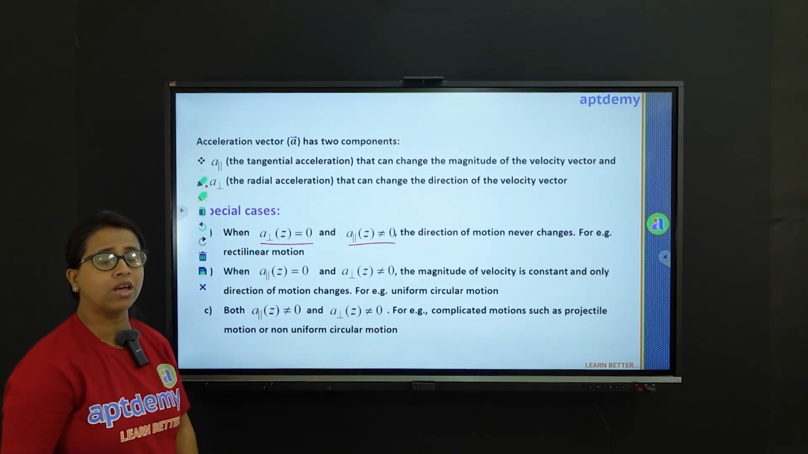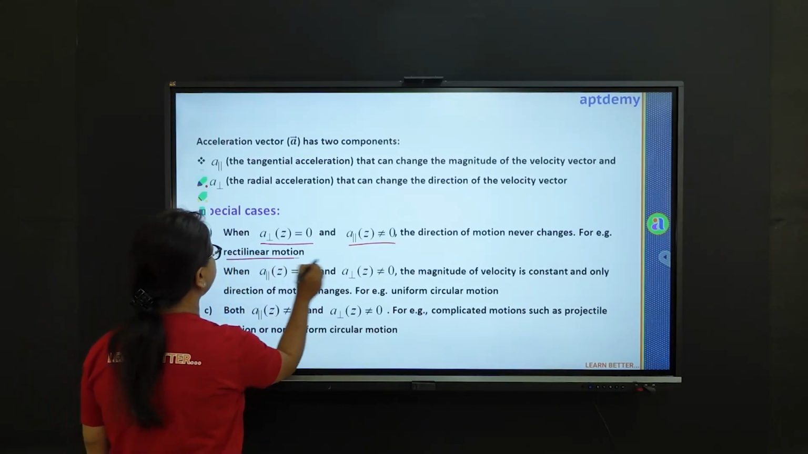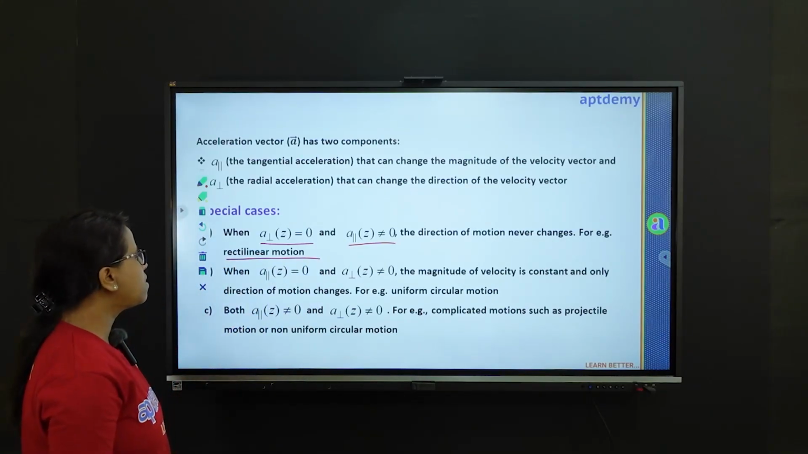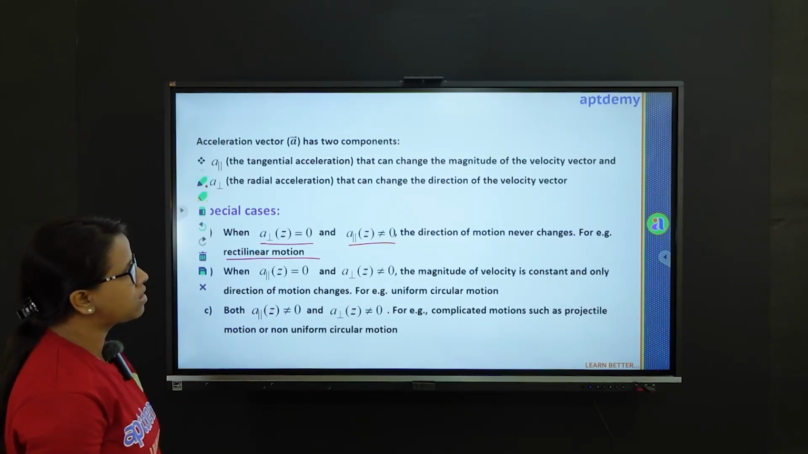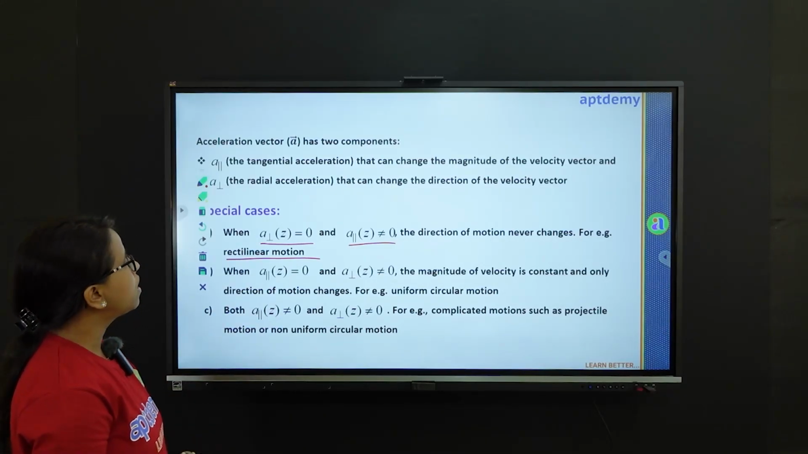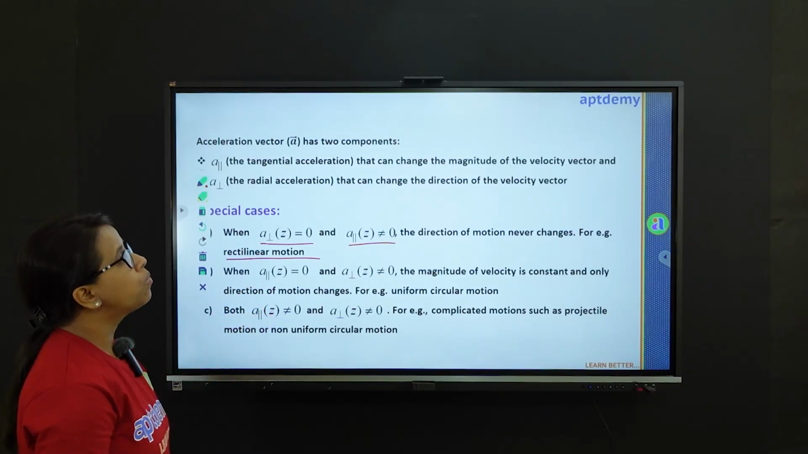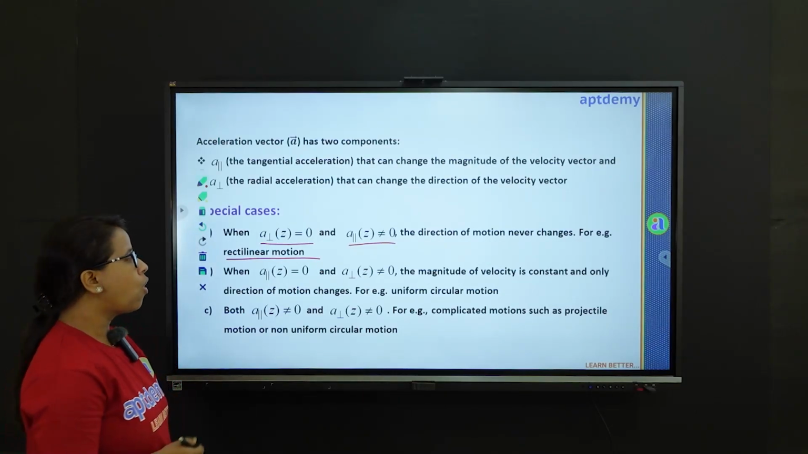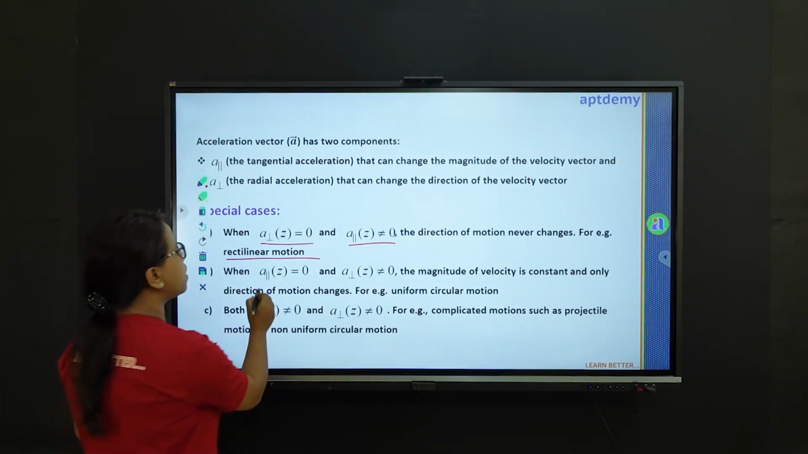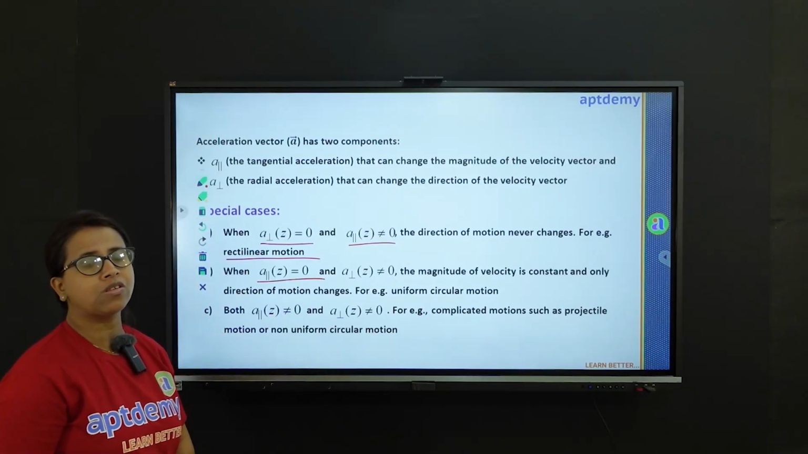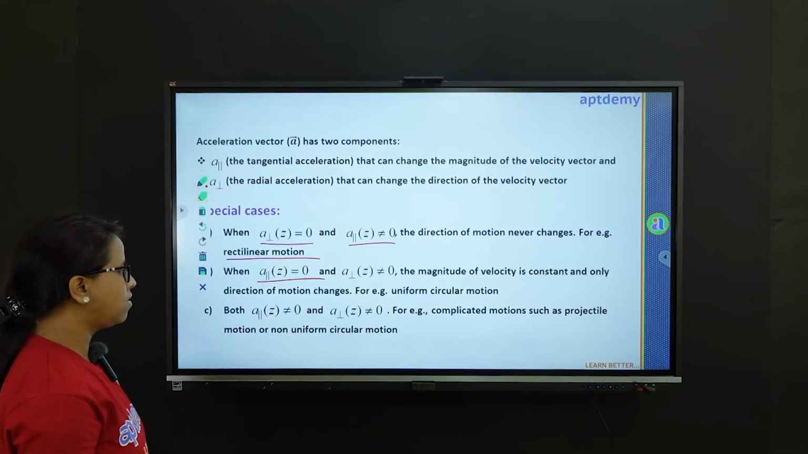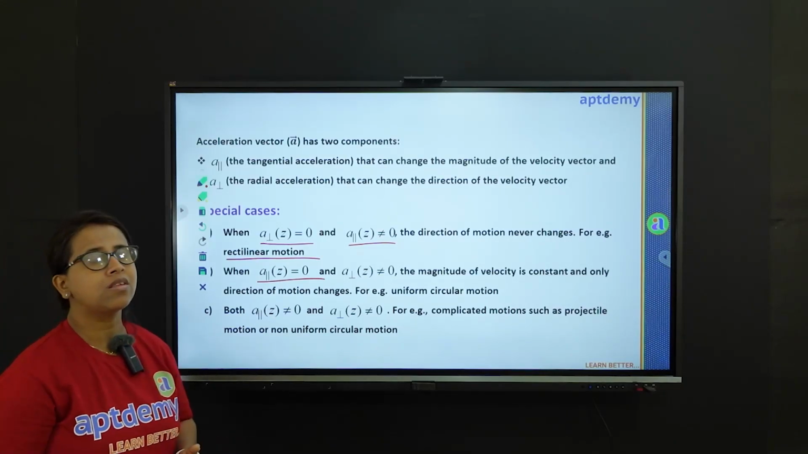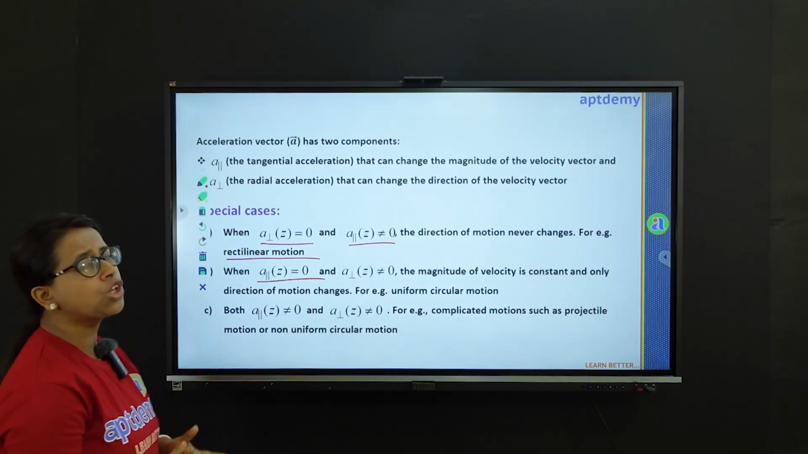So, this is nothing but the case of rectilinear motion. Now, for the second case, when a parallel is 0 and a perpendicular of z is not 0, a parallel 0 means that there is no change in the magnitude of the velocity vector. For this particular case, the magnitude of the velocity vector does not change, or velocity is constant here. What changes is the direction of motion.